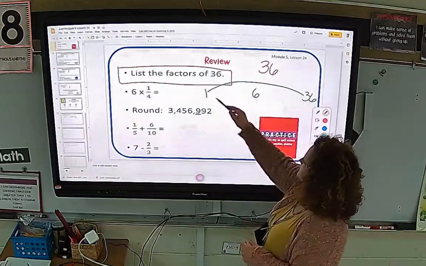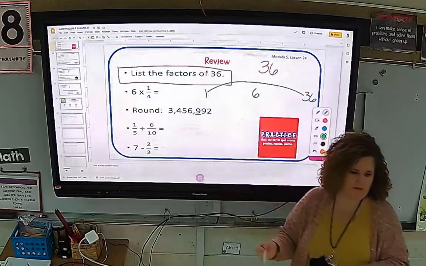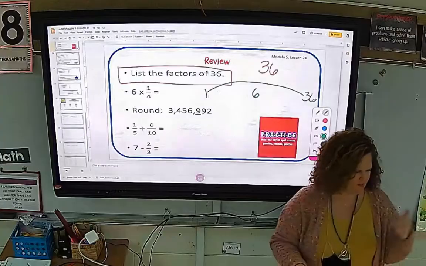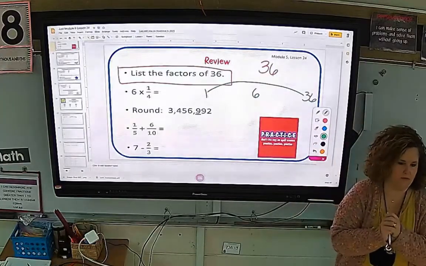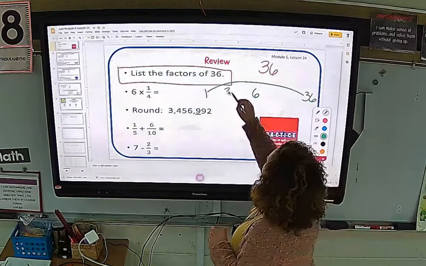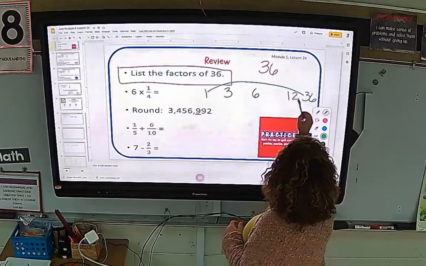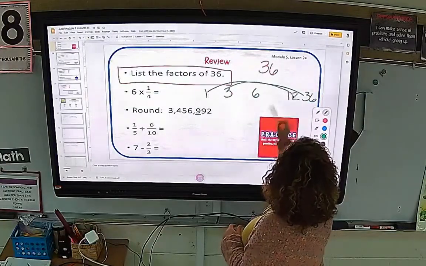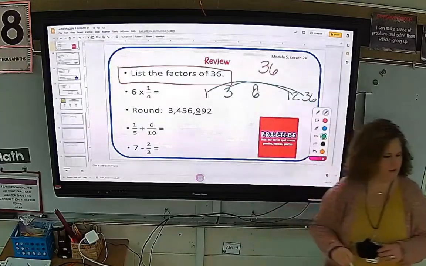A lot of times when we list the factors like this, we don't have to put the 6 and the 6. If you wrote it 2 times, it's okay. I'm going to put it right in the middle. Okay, what's another one? 3 times 12, for sure. 3 times 12. Those go together. 6 kind of goes with itself. I'll put a little mini arch right there.